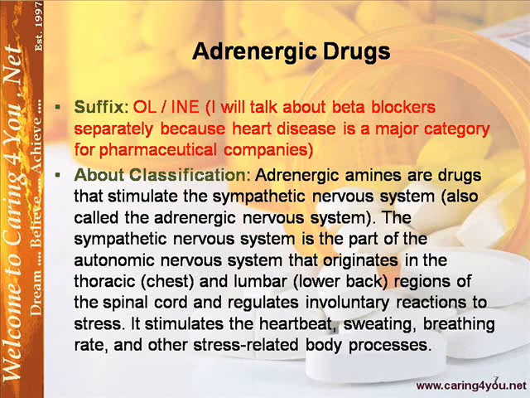So adrenergic amines are drugs that stimulate the sympathetic nervous system. Okay? The sympathetic nervous system is part of the autonomic nervous system that originates in the thoracic or chest and lumbar or lower back regions of the spinal cord and regulates involuntary reactions to stress. It stimulates the heartbeat, sweating, breathing rate, and other stress-related body processes. All right, that's about the classification of these drugs.